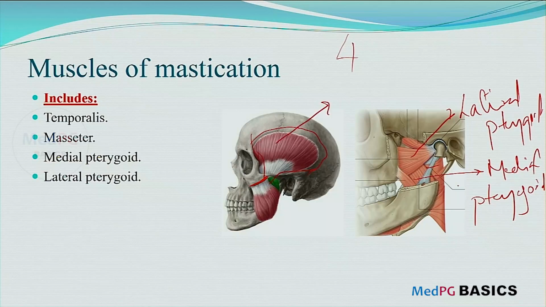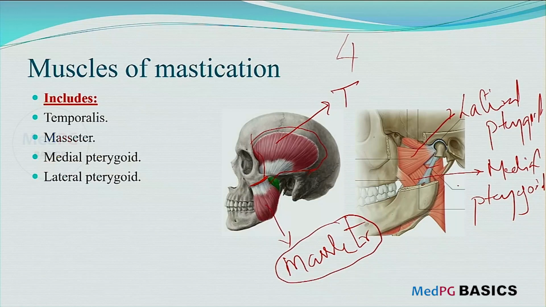So basically there are four muscles: the temporalis muscle, the masseter muscle, and the two pterygoid muscles. Try to remember the names of all the muscles of mastication, and never confuse the masseter with the muscles of facial expression, because it is not a muscle of facial expression, but a muscle of mastication.